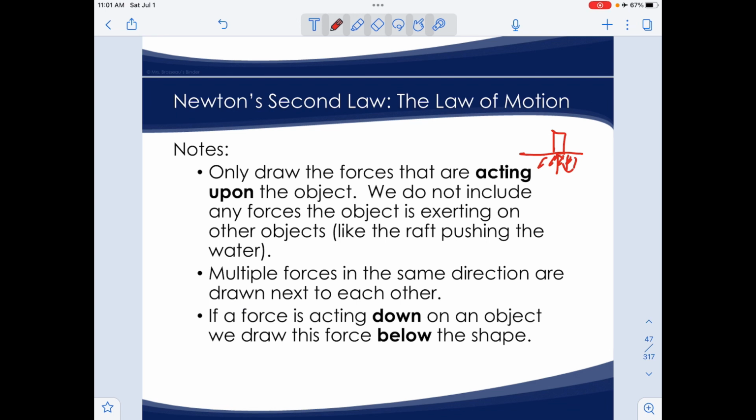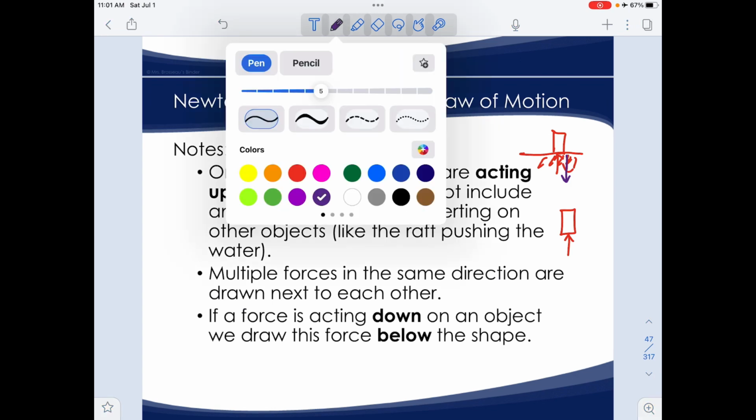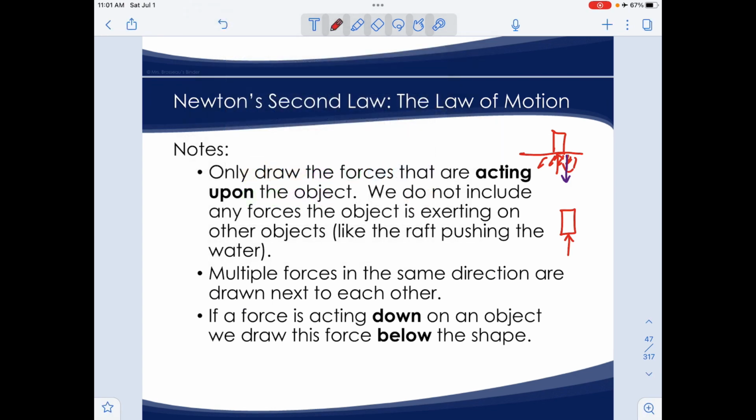But what is acting on the object itself? The force of the table on the object is this, right? We don't write the force of the water bottle on the table. We don't draw that one. We just draw the forces that are acting on the object, not the forces that the object is acting on other things around it. In this particular case, you would also have the force of gravity. So this would be the force of gravity, and this would be the force of the table on the object.